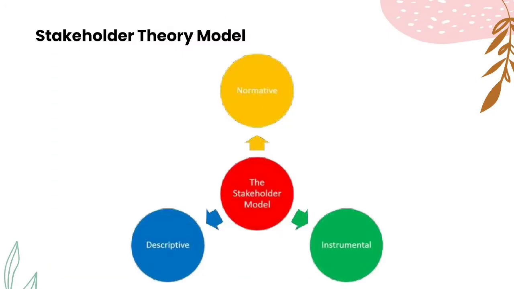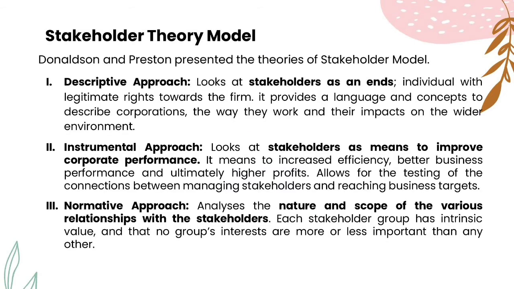So next is the stakeholder theory model. There are three approaches of stakeholder theory, which are descriptive approach, normative approach, and instrumental approach. So what is descriptive approach? This approach looks at stakeholders as an end, or in other words, as an individual with legitimate rights towards the firm. It provides a language and concepts to describe corporations, the way they work, and their impacts on the wider environment.